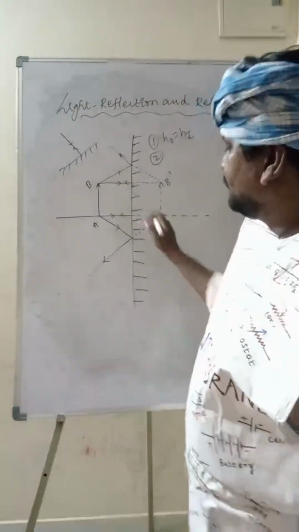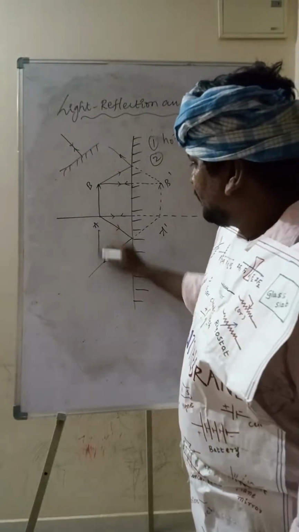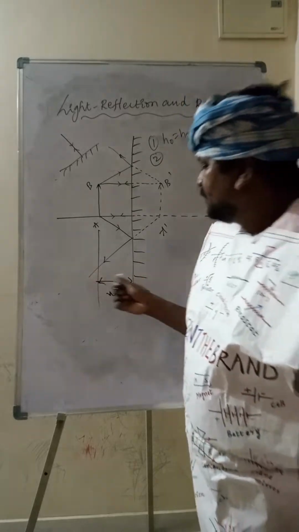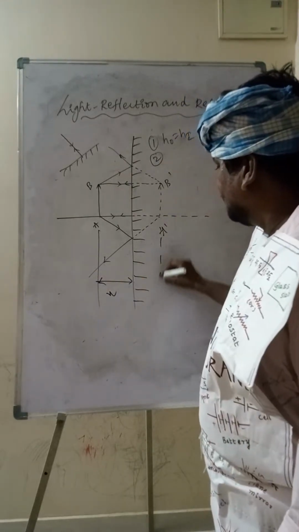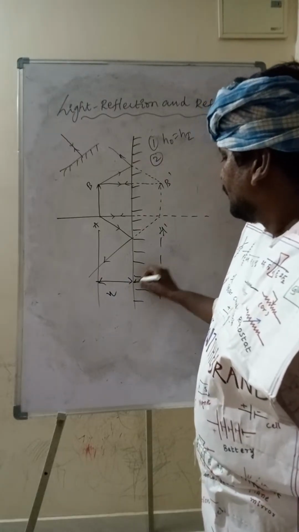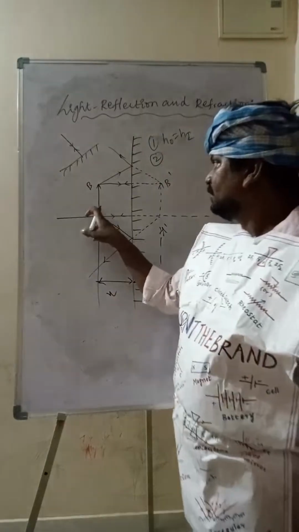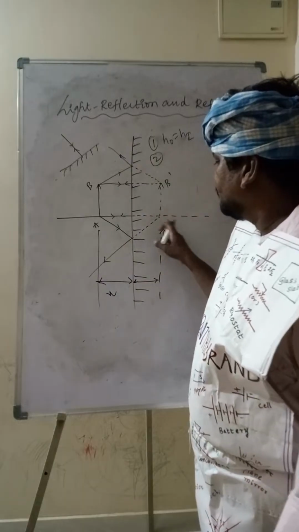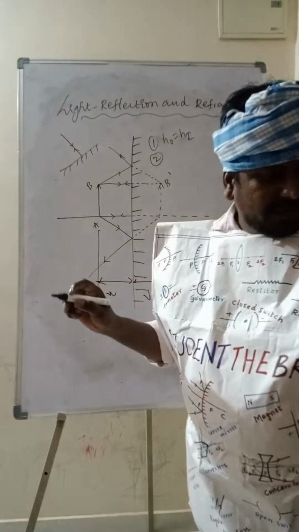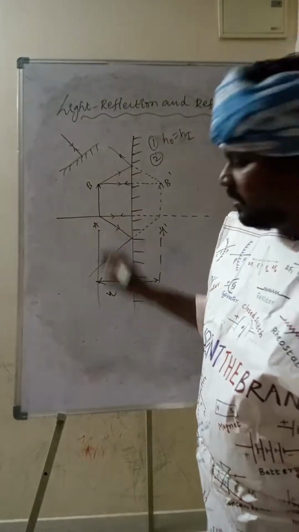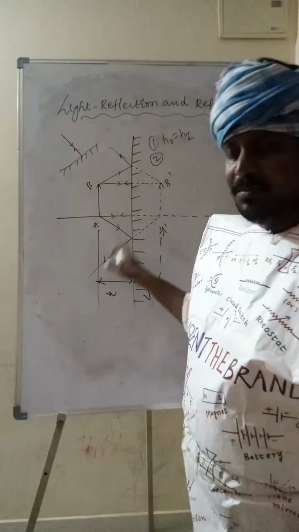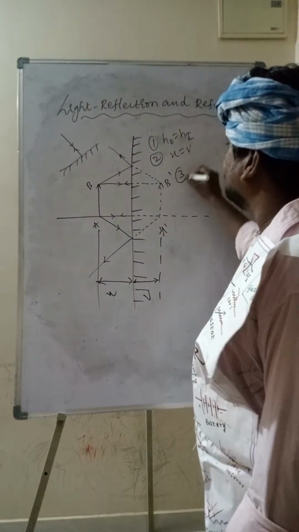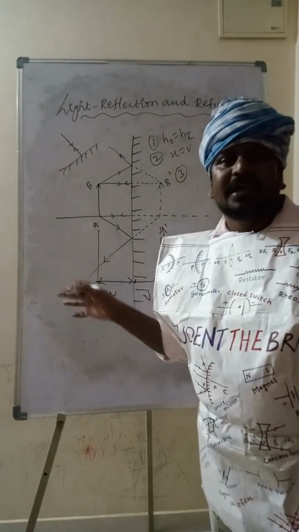Second one, the object distance. What is object distance? The distance between object and mirror is called object distance. The distance between image and mirror is called image distance. Once again, the distance between object and mirror is called object distance. The distance between mirror and image is called image distance. So object distance is equal to image distance.